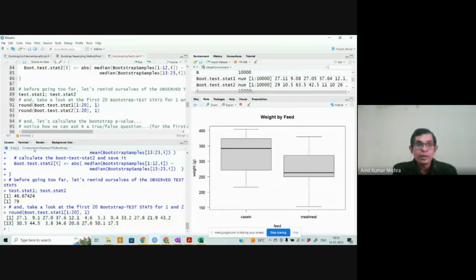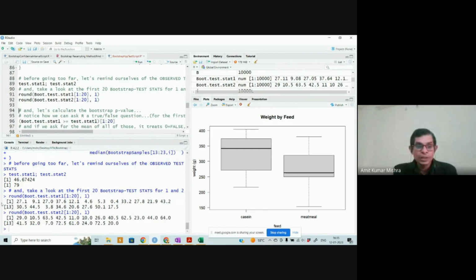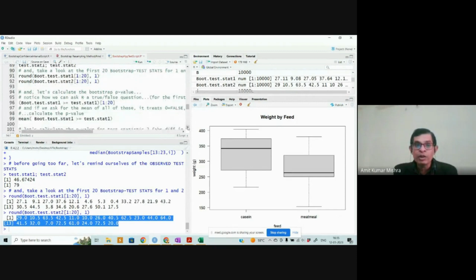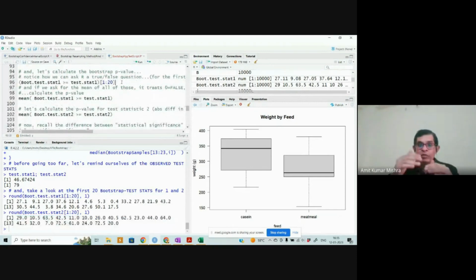Okay, this is round boot.test.stat1 first 20, rounded to 1 decimal point. And the second is the difference of medians, the first 20 differences. Now how do we find the proportion in R?